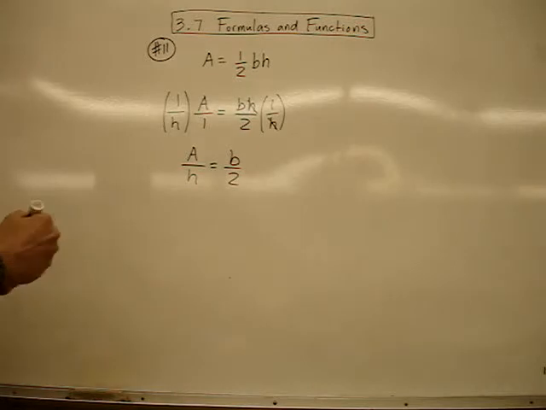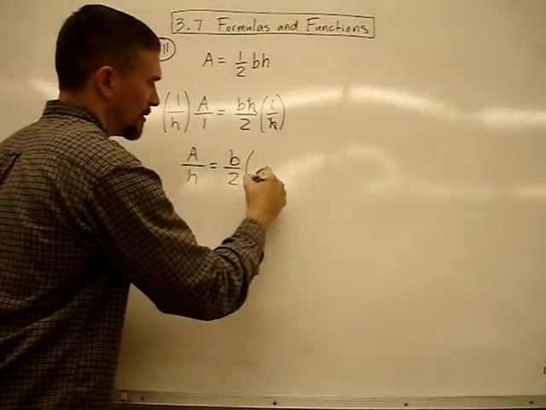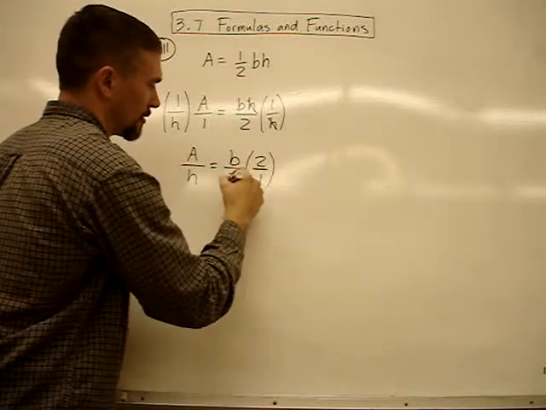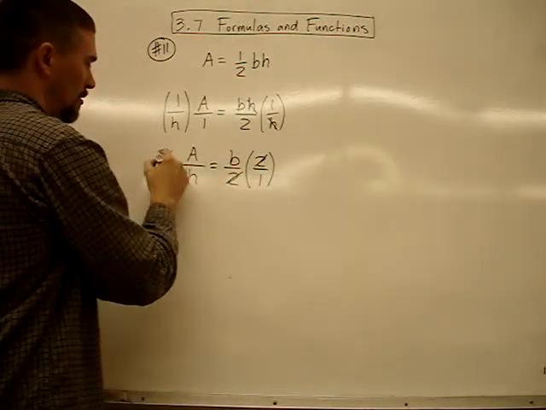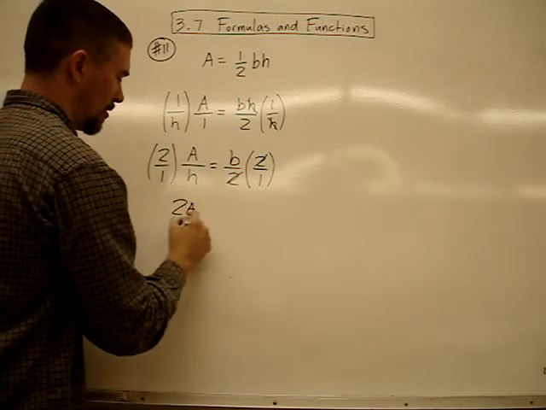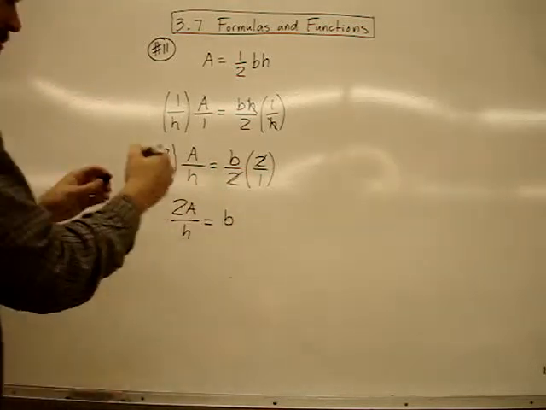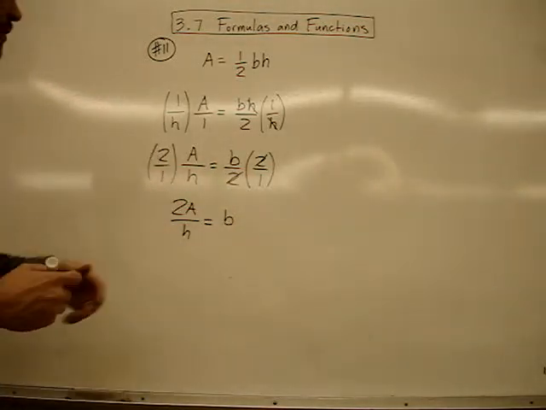And so now b is almost by itself. We just need to get rid of that 2. The way we get rid of the 2 is 2 over 1, so that those will cross cancel. 2 over 1. So 2 times a is 2a over h equals b is by itself now over 1. You can just write b.